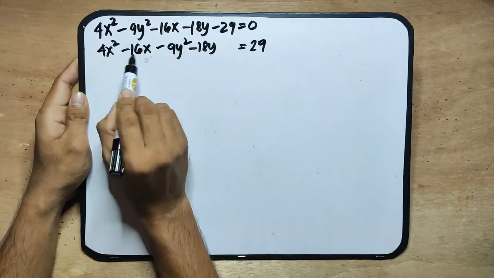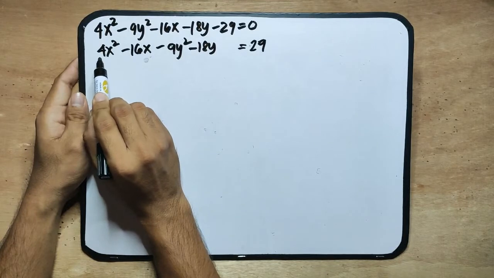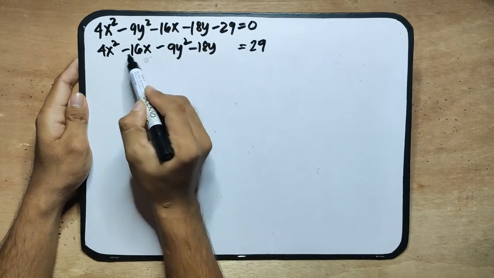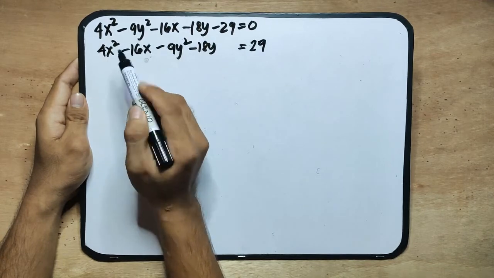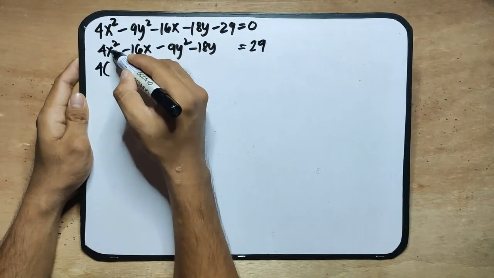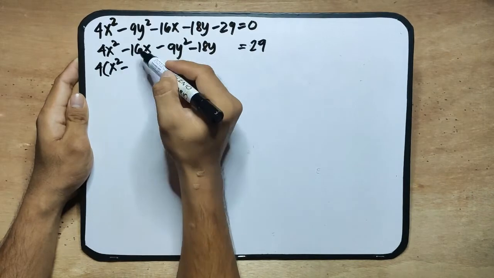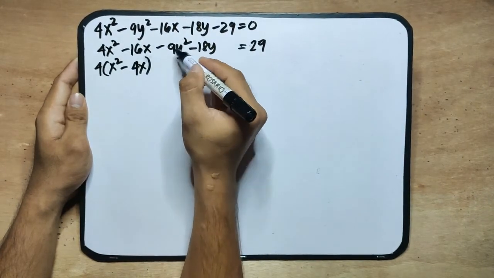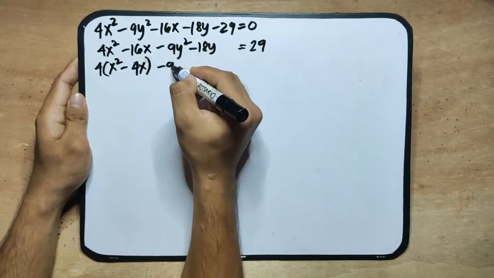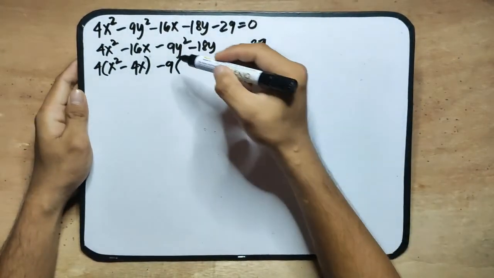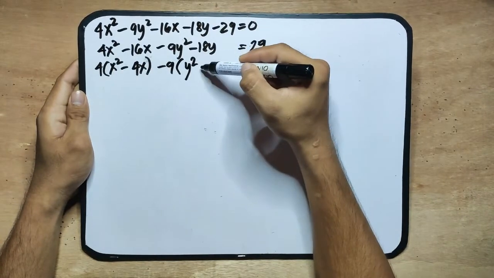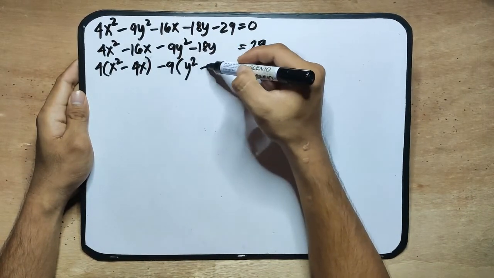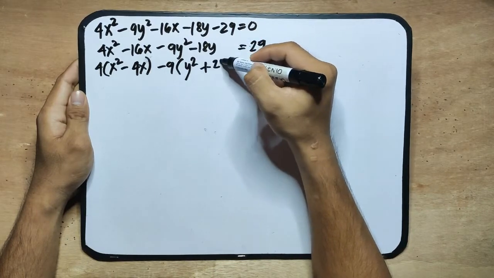So, kailangan nating maalis yung 4. I-factor out natin sila, kasi common naman sa kanila si 4. So, ilalabas natin si 4. May iwan dito ay x squared. May iwan doon ay 4x. Then, ilalabas din si negative 9 dito. So, ang may iwan dito ay y squared. And then, ang may iwan dito ay negative 18y divided by negative 9 is positive 2y.